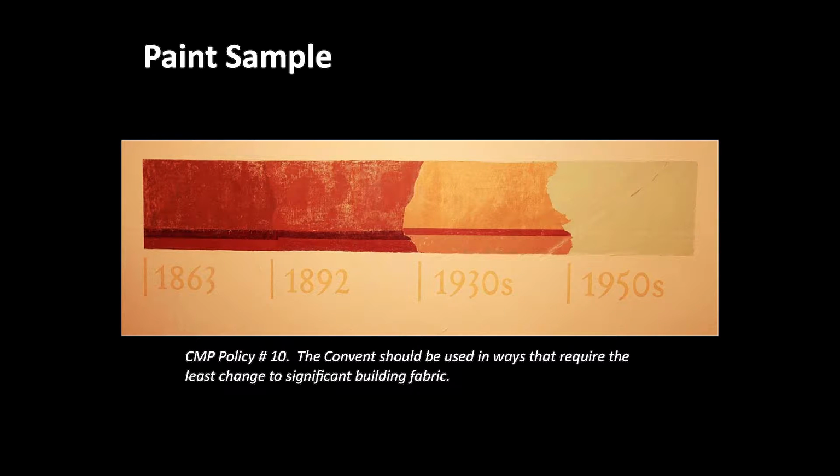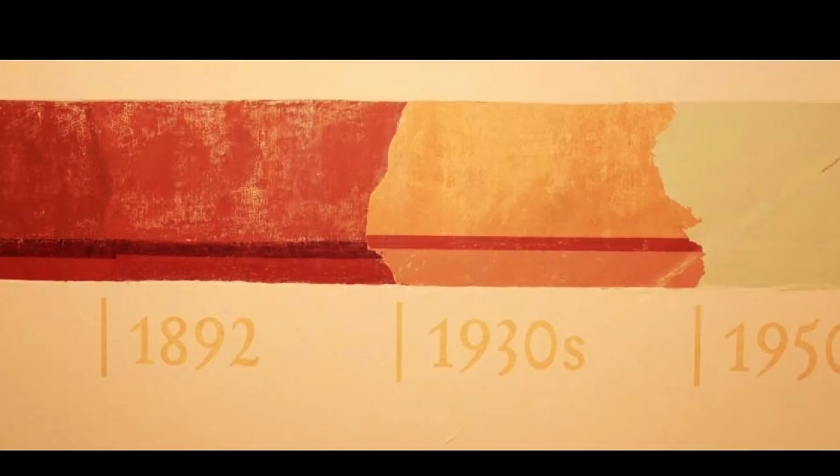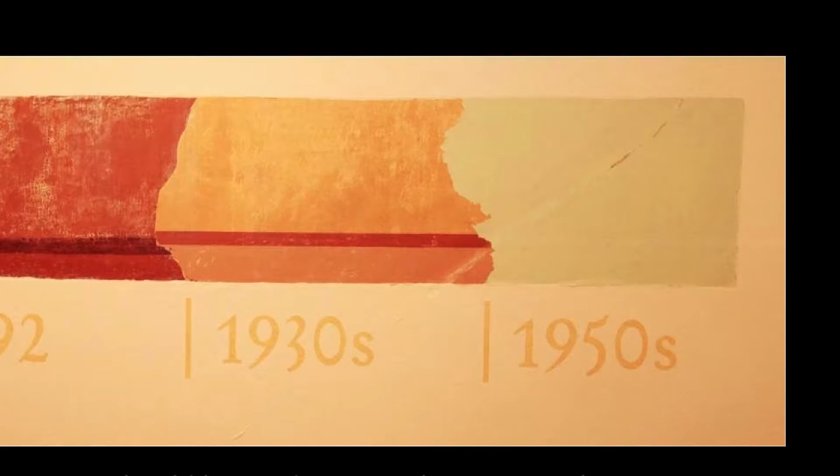This one's about layering the layers of the history. Again, there's another conservation management policy there, but basically we had someone scalpel off the layers of paint, and they're dated there. So that's the 1863, 1892, 1930s and 1950s colour schemes of the convent. We also removed a couple of non-original walls, which meant that we had bigger exhibition spaces as well.